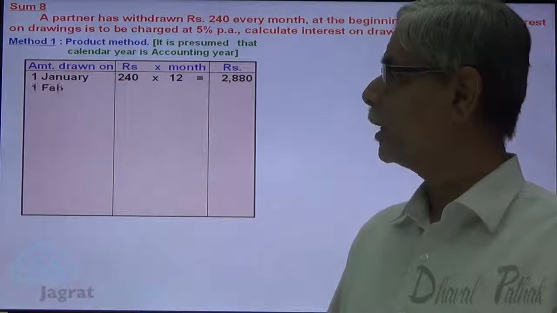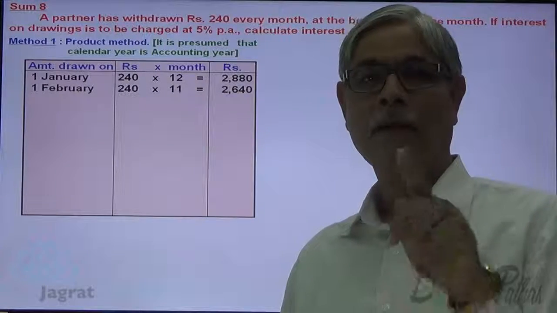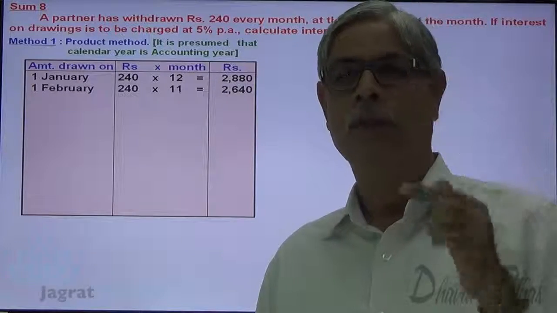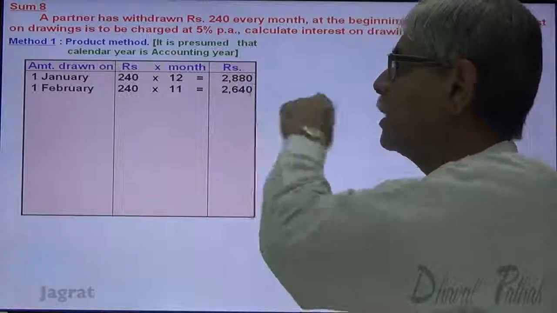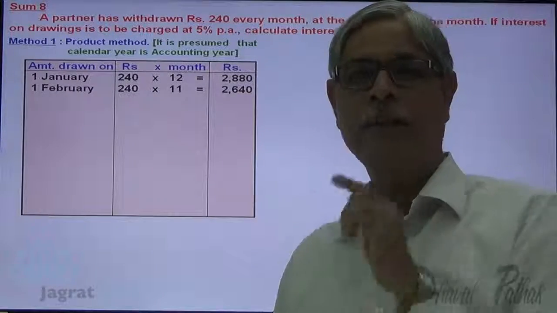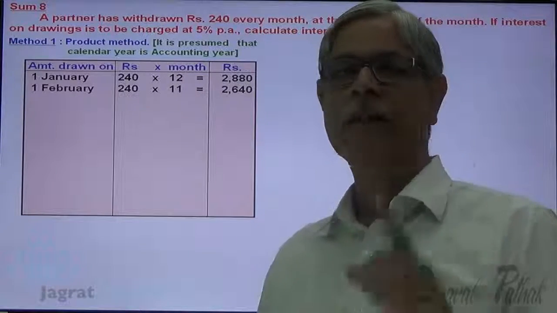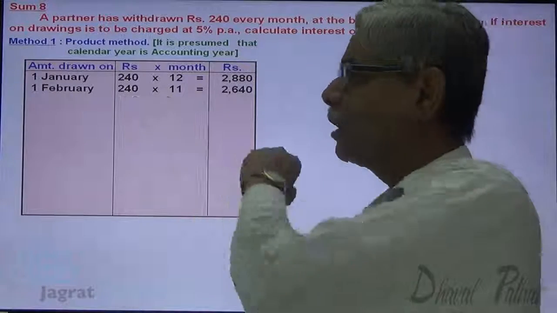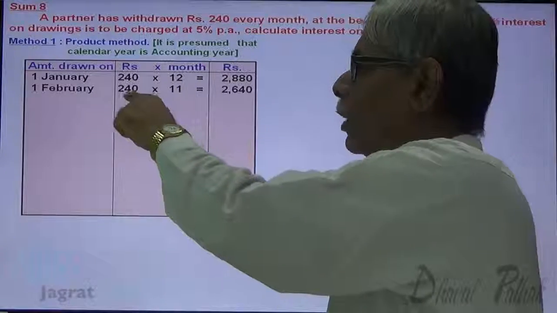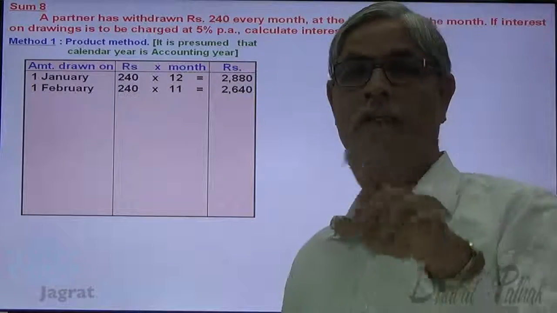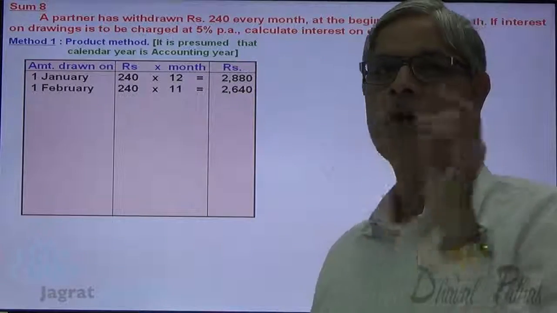Now next amount drawn is on 1st of February, amount drawn is 240, interest calculated from 1st of February to 31st of December, so 11 months. The product of 240 and 11 is 2640, on which interest gets calculated on a unit of period, that is one month. So otherwise, if I want to explain the product method in a different way, 240 rupees interest for 11 months is equivalent to 2640 rupees interest for 1 month.